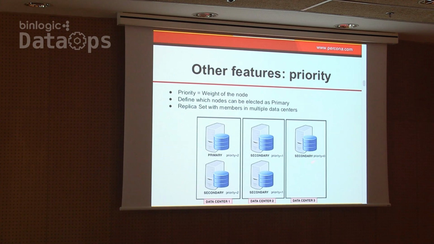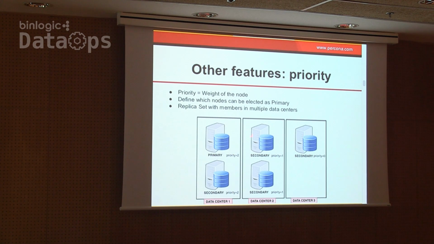So what does it mean? All the nodes that have priority 0 could not be elected as the new primary. But in case of a failure of a node, we are sure that the newly elected primary will be the one that has the highest priority. So in case of a failure of this one, we are sure that the new primary will be this one.